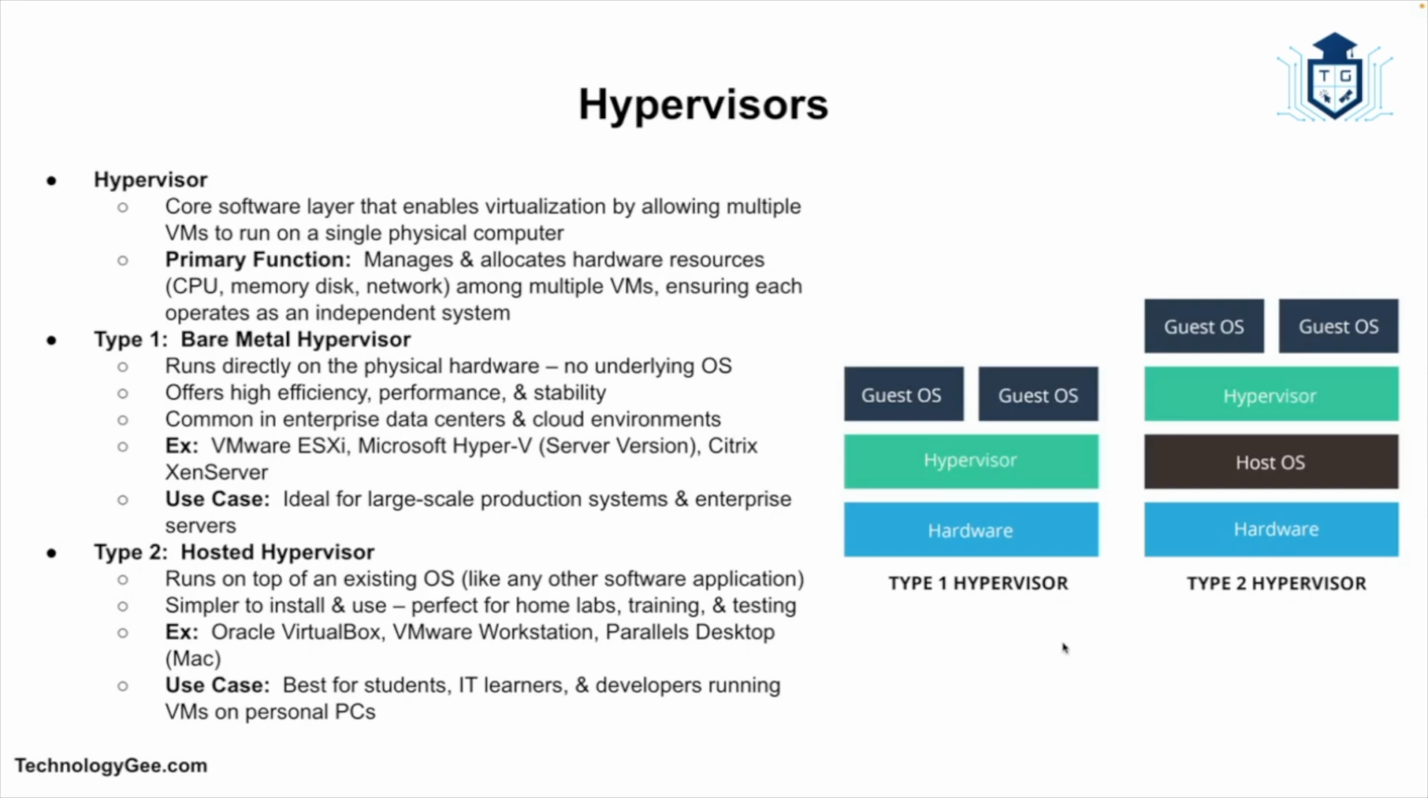So once again, the main difference between these two is this. When it comes to a type 1 hypervisor, basically when you turn the machine on, your computer automatically boots into the hypervisor. And then from there, you can go about creating your guest operating systems or your VMs. With a type 2, you turn your computer on, it boots into your operating system, Windows, Linux, or Mac. Then you have to turn on the hypervisor like VirtualBox or VMware.